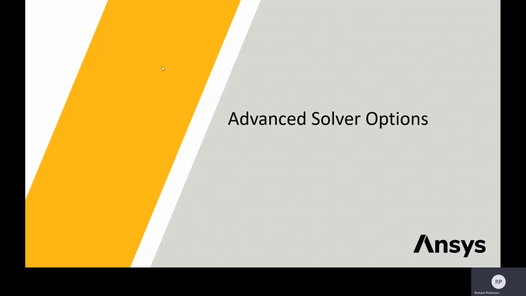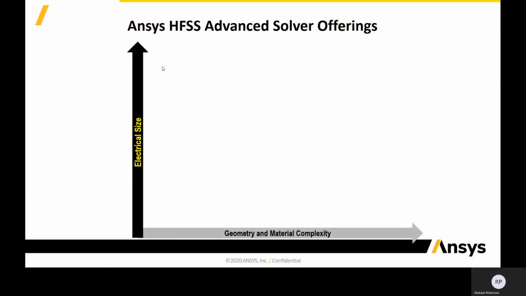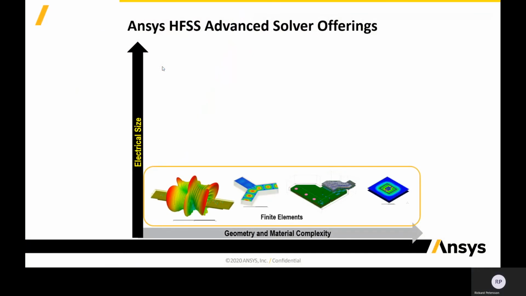Next, I want to talk about the advanced solver options in HFSS. So here's a diagram illustrating that. At the bottom, when the electrical size is not huge, you can solve almost any problem you want with finite elements. So I show here on the x-axis, the geometry and material complexity can be pretty much as complicated as you want it to be. And today, when you have access to clusters or the cloud, the electrical size can also be quite large. But at some point, you're probably going to start running out of steam with this, even with today's compute capacities.